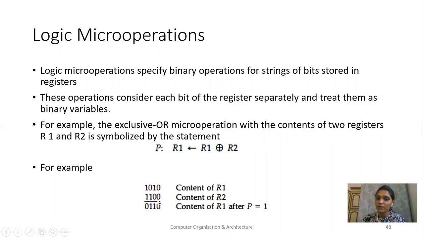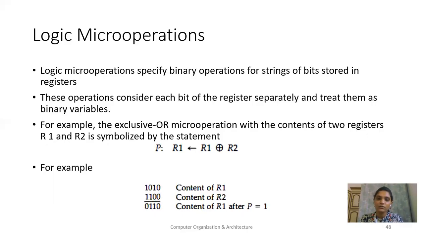Here the operation is done bitwise. The 0th bit, 1st bit, second position bit and third position bit are XORed and the result is stored at that bit. 0 and 0 XOR gives 0, 0 1 XOR gives 1, 1 0 XOR gives 1, 0 1 XOR gives 1 and 1 1 XOR gives 0. So after P is 1, the content of R1 will be 0 1 1 0. That means in logical operation, whichever operation you do, like ANDing, ORing, XORing, complementing, etc., you are doing it bitwise.